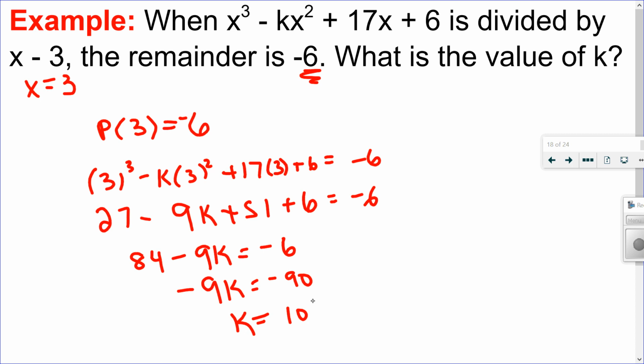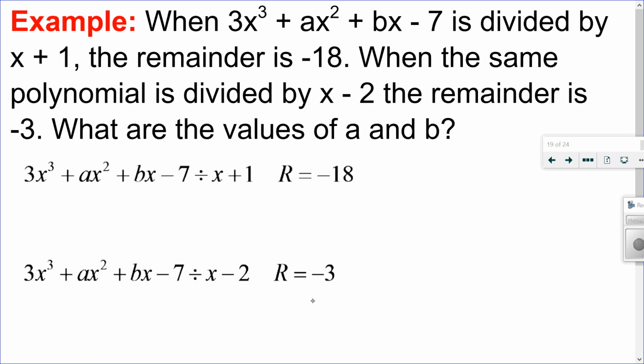Okay, in my last question, I want to do this with an even bigger twist. So instead of me finding one value, I'm going to look at two values. So I don't know a and I don't know b, but I do know when this cubic is divided by x plus 1, meaning x equal to negative 1, the remainder is negative 18. So that tells me the value of my polynomial at negative 1 is negative 18. Let's start with this one first.